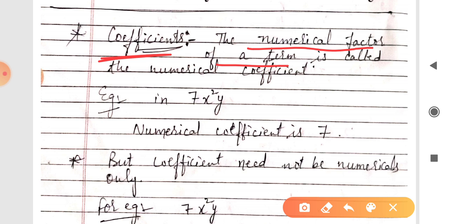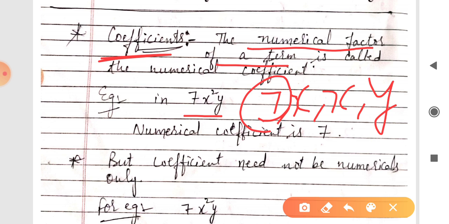Like if there is a term 7x square y, its factors are 7, x, x and y. So its numerical factor is only 7. So 7 is the numerical coefficient of this term.